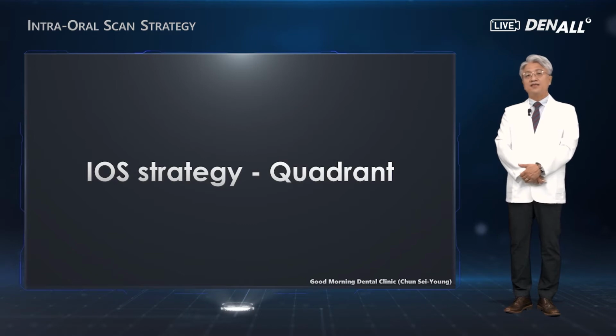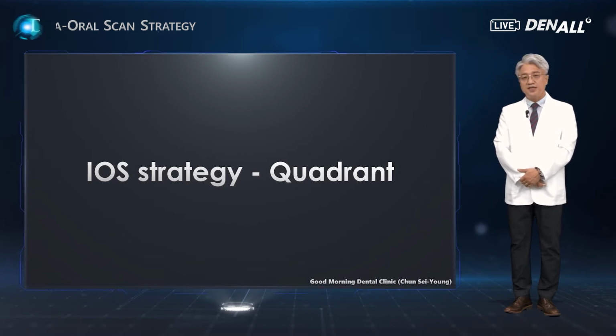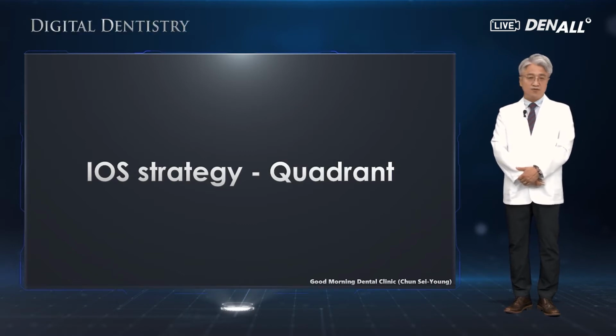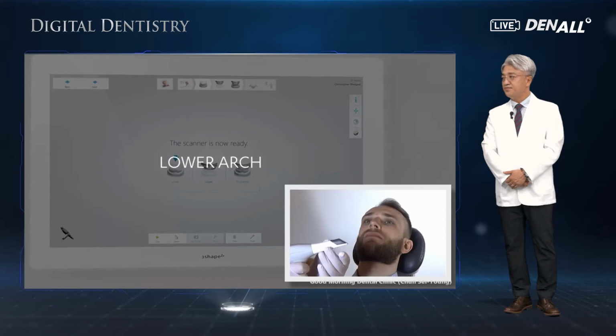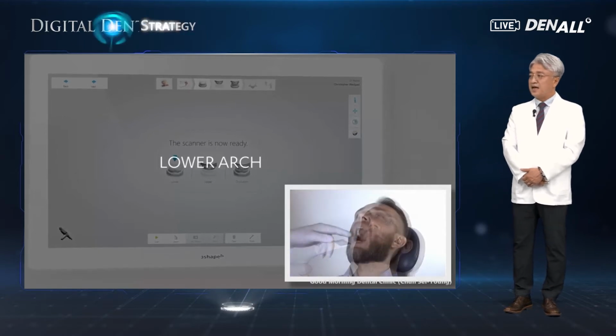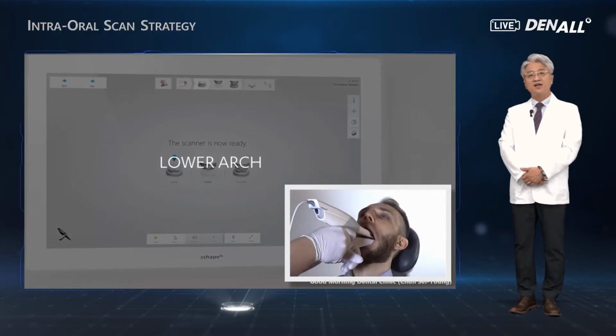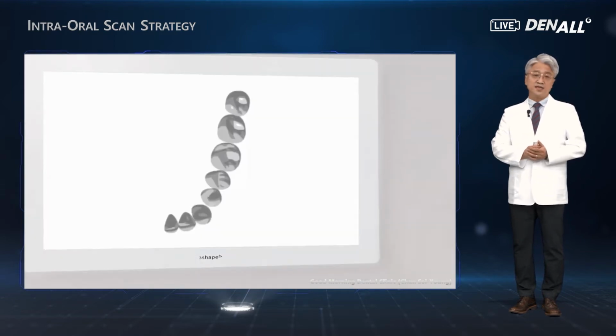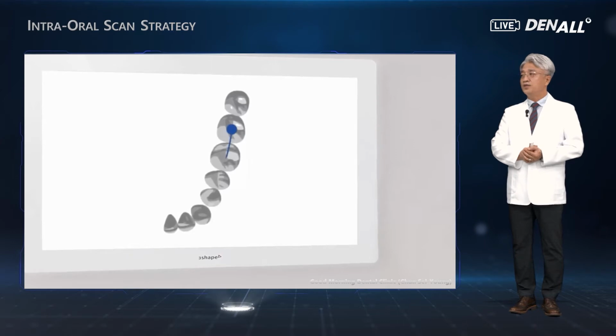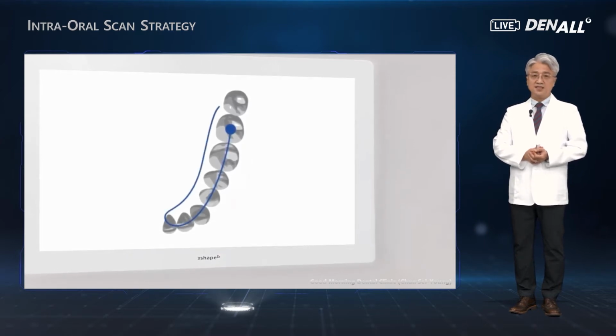Now, let's look at the oral scanning strategy for a quadrant. This is a video from the 3Shape webpage. For teaching purposes, they uploaded this type of video. In the case of a quadrant, whatever scanner you may use, it's pretty accurate and good scan data can be acquired to fabricate the prosthesis, but there are some things you need to consider.